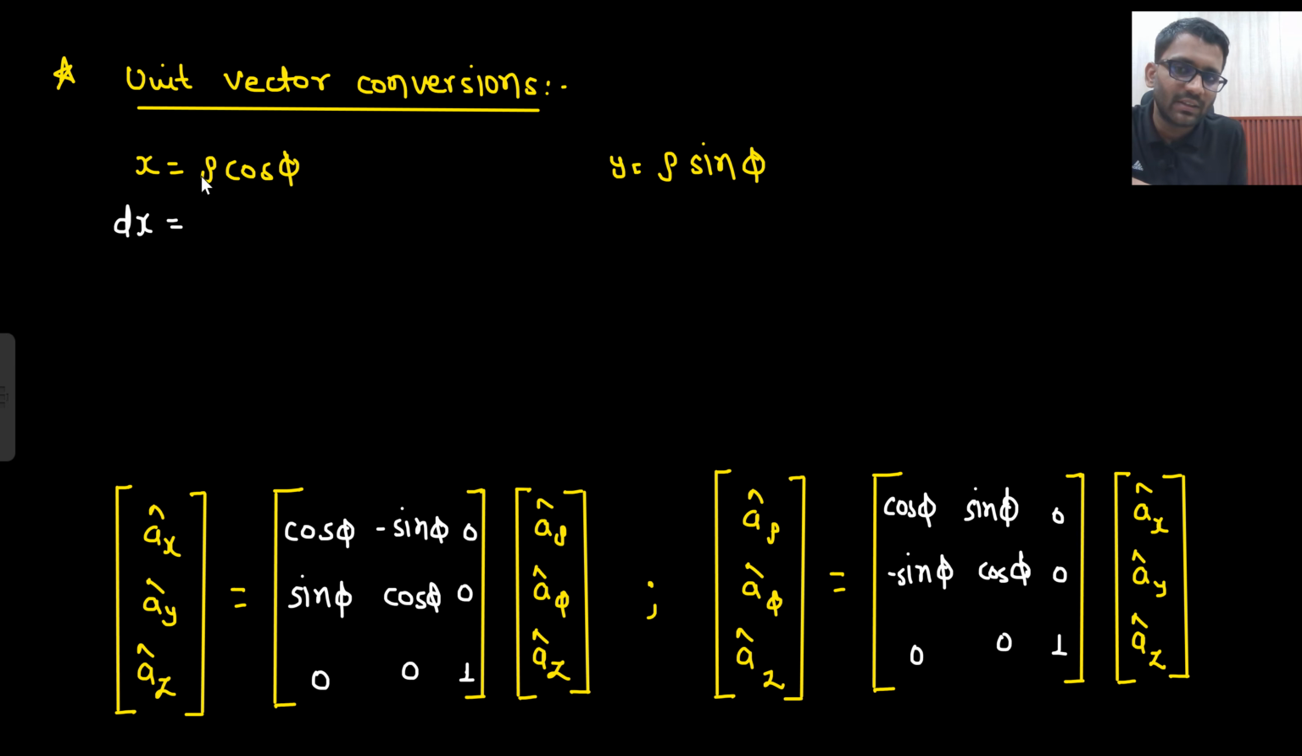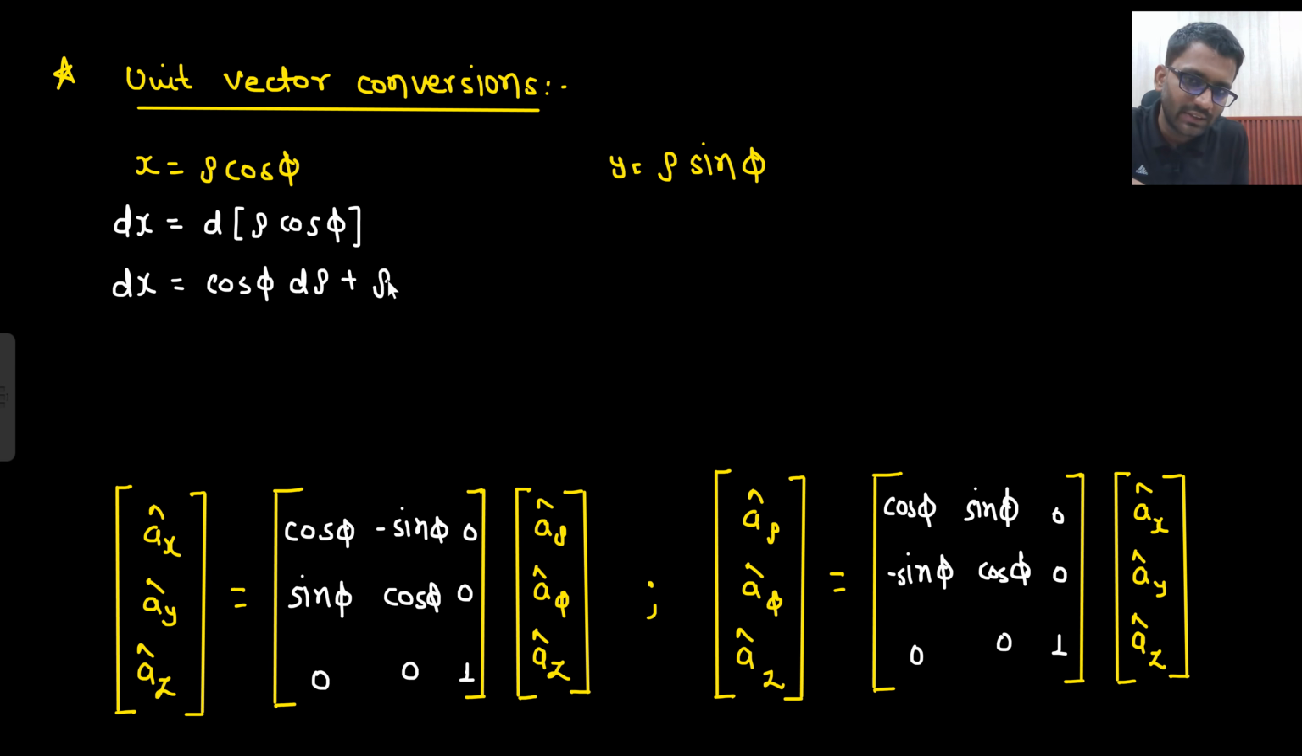This will be dx. Here I need to do this: cos phi as it is, differentiation of rho. Then rho as it is, differentiation of cos phi. What will that be? Minus sin phi. So here I will put a minus sign: minus sin phi d phi, right? So dx equals cos phi d rho minus sin phi rho d phi.